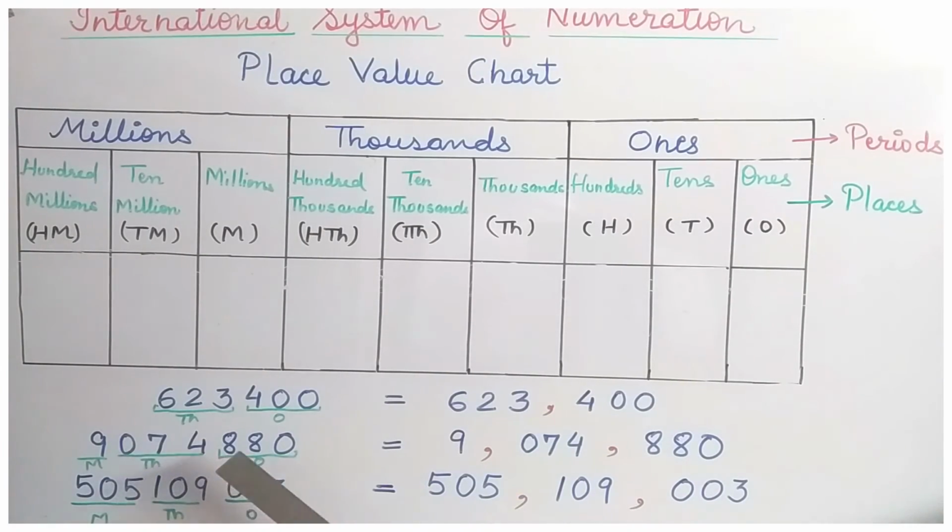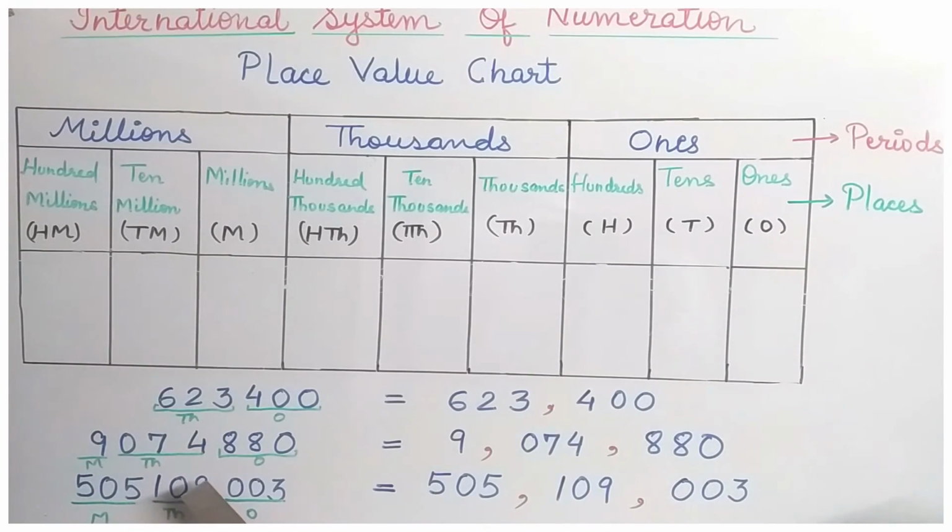Now see some more examples. Children, just revise with more examples. You have seen here 3 examples. In the first example, there are 6 digits. So 3 digit will be in the ones period. Next 3 digit will be in the thousands. So we are placing only one comma between the ones and the thousands period. Number name is 623,400.